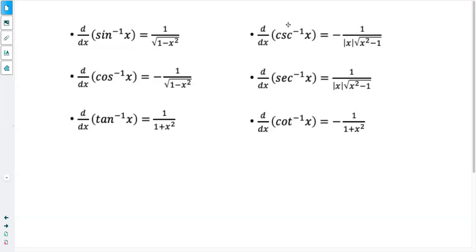Our derivative of the inverse of cosecant is negative 1 over the absolute value of x times the square root of x squared minus 1. Our derivative of the inverse of secant is 1 over the absolute value of x times the square root of x squared minus 1. And our derivative of cotangent inverse is negative 1 over 1 plus x squared. So we'll jump straight into some examples.